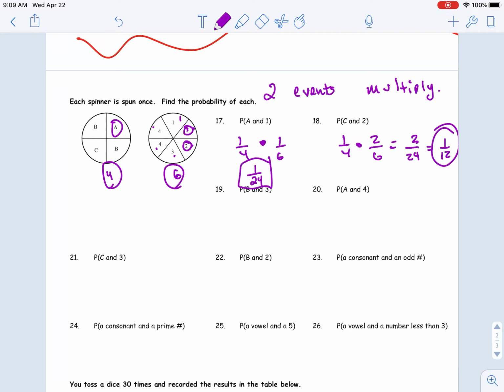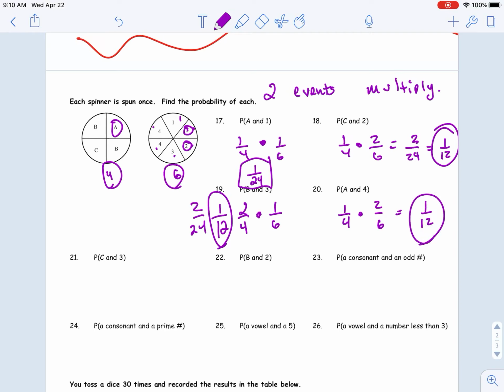A B and a 3. B is 2 out of 4. I almost missed that. There are two B's. 2 out of 4 times 3. There's only one 3, 1 out of 6. So what is that? 2 out of 24, 1 out of 12. An A and a 4: 1 out of 4 times 2 out of 6. Same thing, 1 out of 12. Those are the same two answers, 19 and 20.